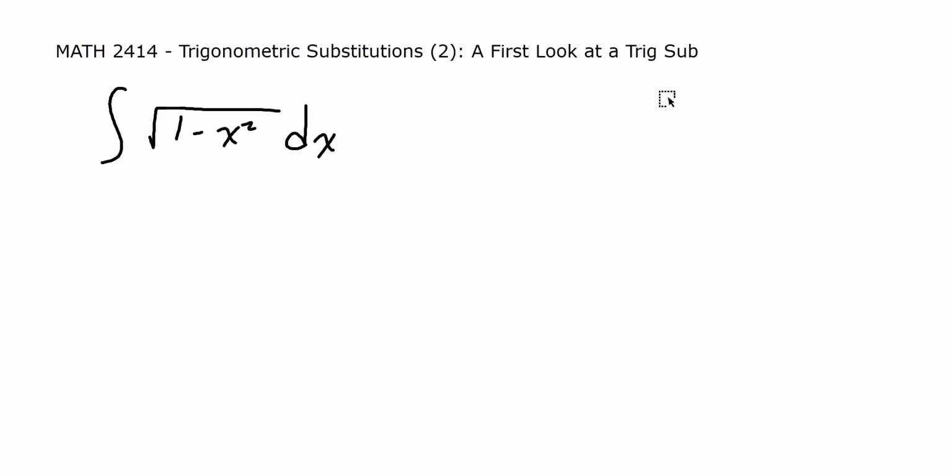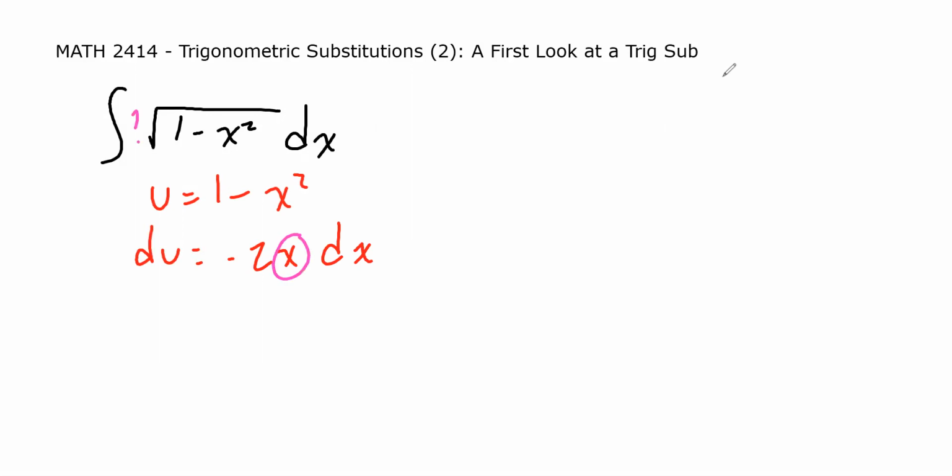In the previous video, we ran across this integral and tried the substitution u equals 1 minus x squared. And then we took the du to get negative 2x dx. But the problem was our du package needed an x, and there was no x in front of the radical in this integral, and it created some issues. But this isn't the only substitution we could do.